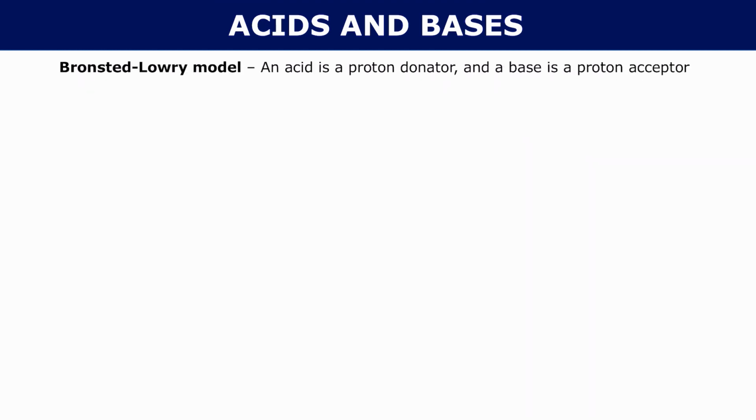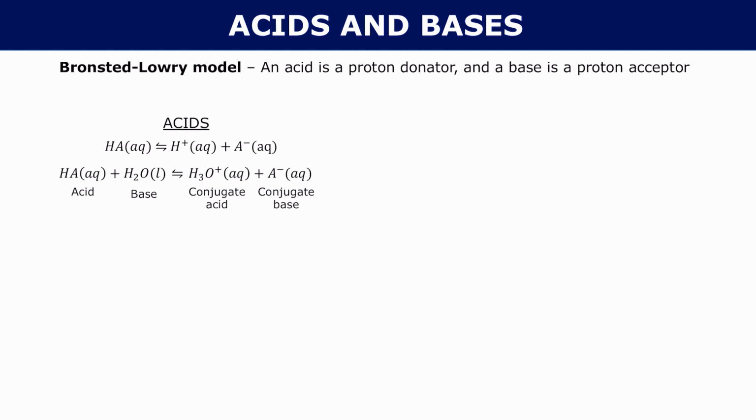Let's look at the next model, which is the Bronsted-Lowry model. This one is the most prominent one, and under this model, an acid is a proton donor and a base is a proton acceptor. Under the Bronsted-Lowry model, you have the same form of an acid, where you have HA dissociating into H+ and A- ions.